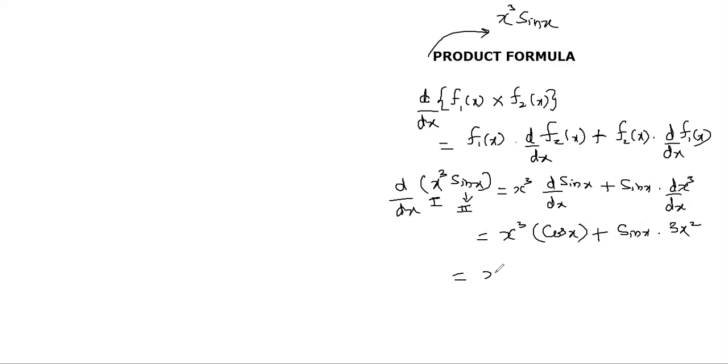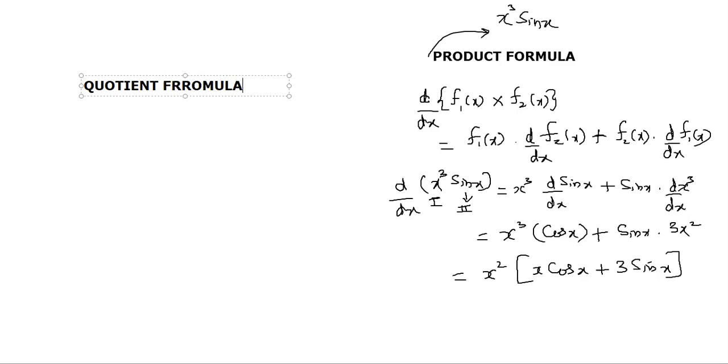So we can take x square common. After taking x square common, we get x square into x cos x plus 3 sin x. If two functions are in product, then we can do it like this. If two functions are in division, that is called the quotient rule, or quotient formula, same thing.